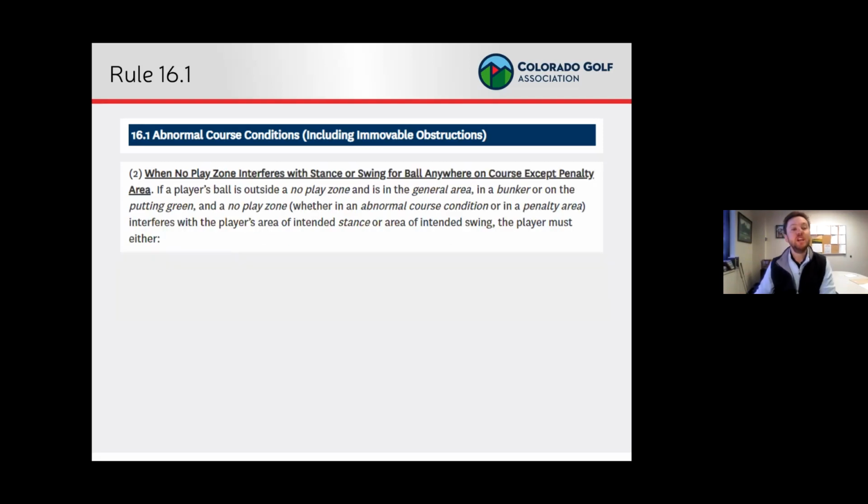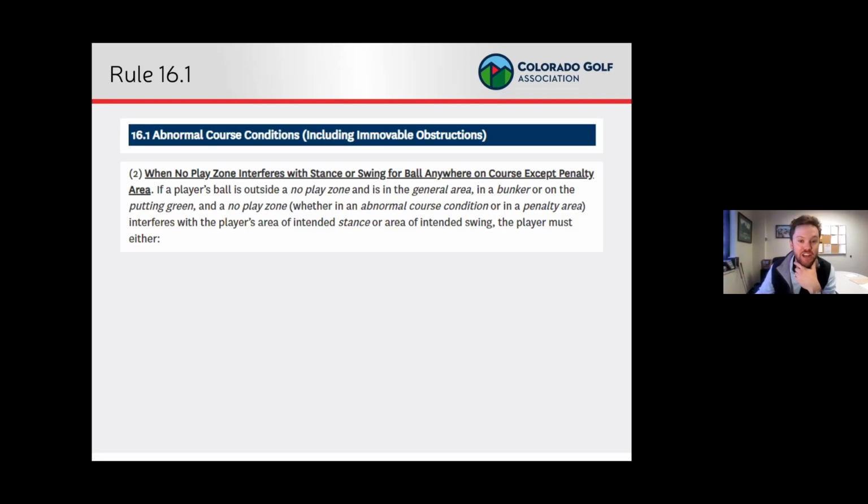So in 16.1, now we're shifting to when a no play zone interferes with stance or swing for a ball anywhere on the course except in the penalty area. So there are four areas of the course here: general area, teeing area, bunker, or putting green. They don't really contemplate a teeing area being in or on a no play zone. So if a player's ball is outside a no play zone and is in the general area, in a bunker or on the putting green, we see it dissected into 16.1b, c, and d.